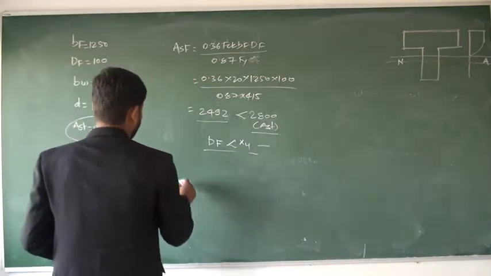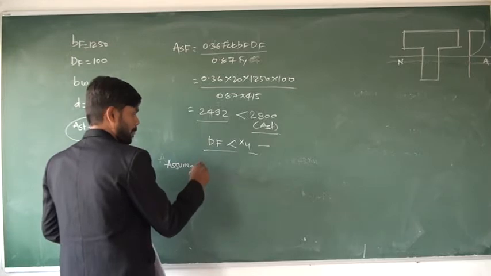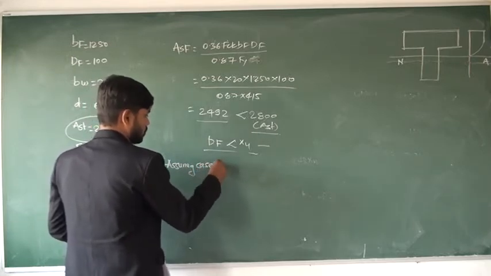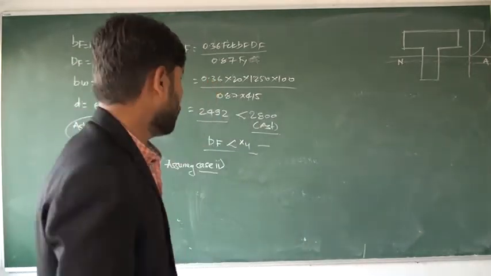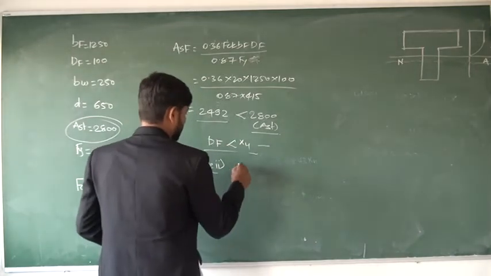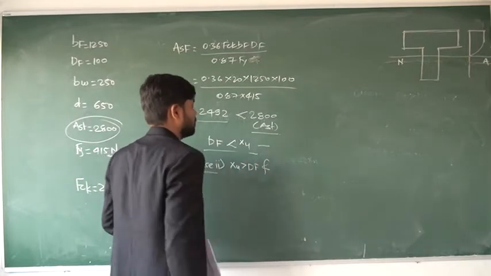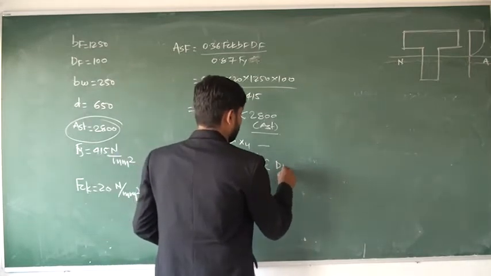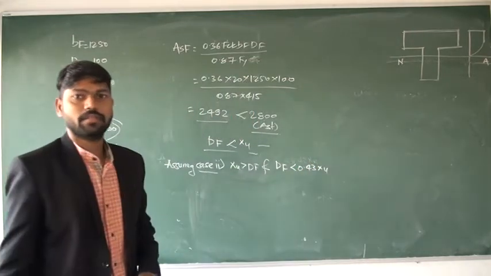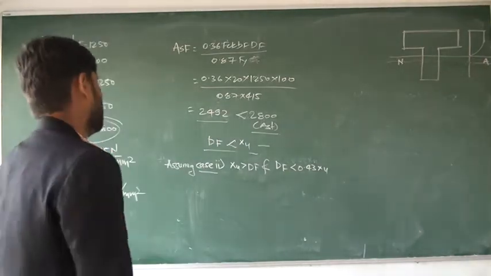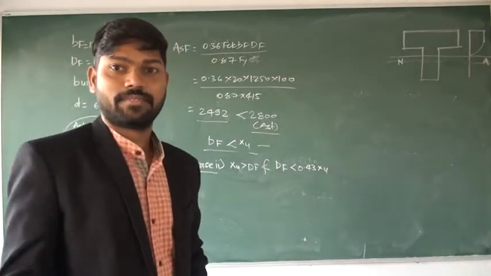Now assuming case number 2. What is in case 2? xu value is greater than Df, and Df is less than 0.43 xu. This is our case 2. Now we will find out the actual value of xu and we will check whether it is correct or not.